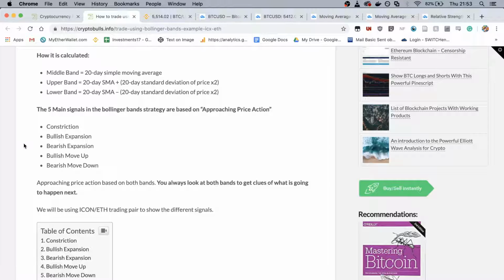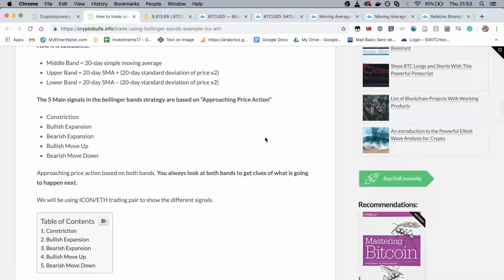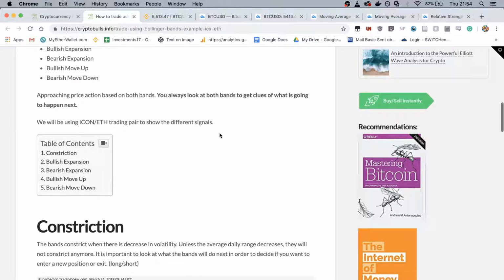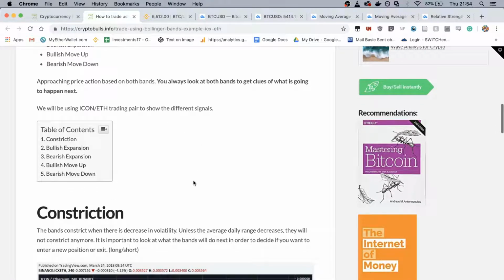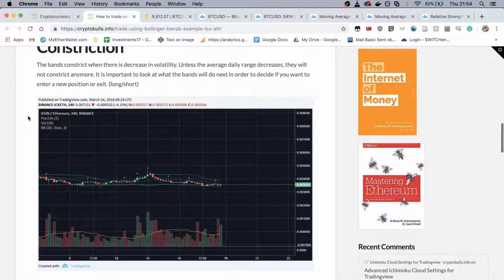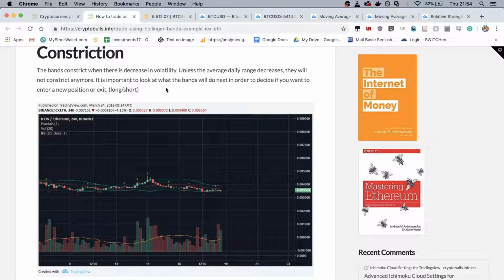So there are 5 main signals in the Bollinger Band strategy, and it's based on approaching price action. So you've got Constriction, Bullish Expansion, Bearish Expansion, Bullish Move Up, and Bearish Move Down. So approaching price action based on both bands, you always look at both bands to get clues of what is going to happen. Now Constriction, the bands constrict when there's a decrease in volatility.